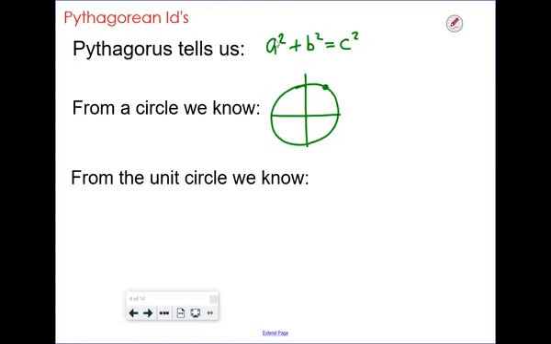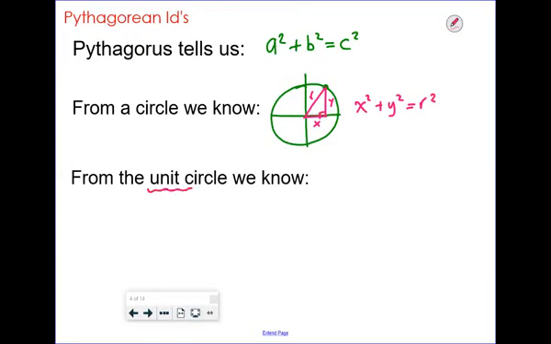and drew a little right triangle, then I know that this dimension is the x, this dimension is the y, this dimension is the r. And from the Pythagorean theorem, we know that x squared plus y squared equals r squared. Okay, that's your basic equation of a circle with the center on the origin.